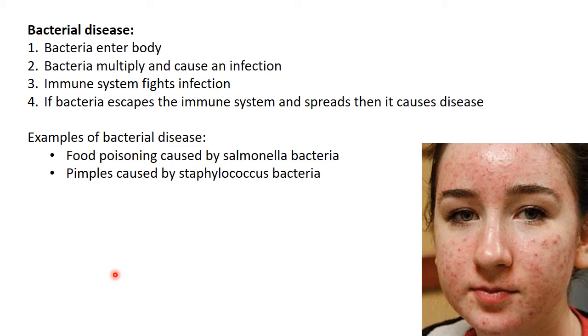Bacterial disease is caused when bacteria enter the body and then they multiply and cause an infection, which our immune system then fights. If the bacteria escapes the immune system and spreads, it will cause disease. So over here we've got an example of bacterial disease, and this is very common in teenagers: pimples. They're caused by Staphylococcus bacteria, and these bacteria live on our skin, but in this case the immune system's trying to fight the infection caused by the bacteria, but the bacteria is kind of winning the battle at the moment.